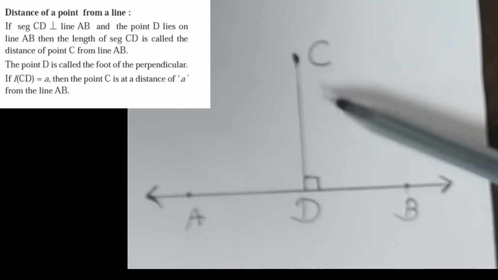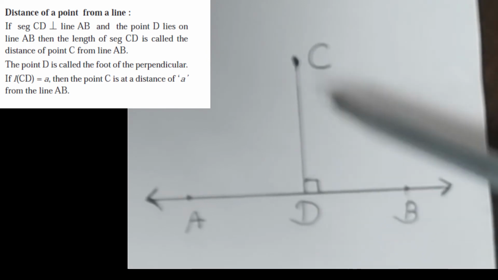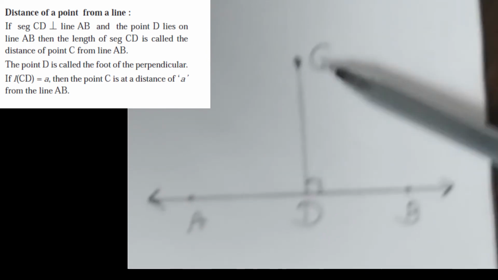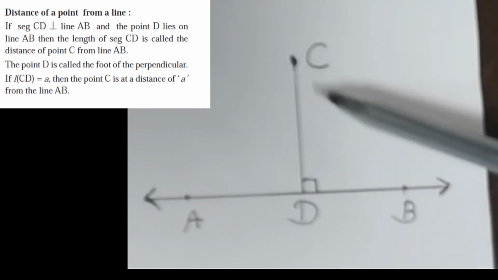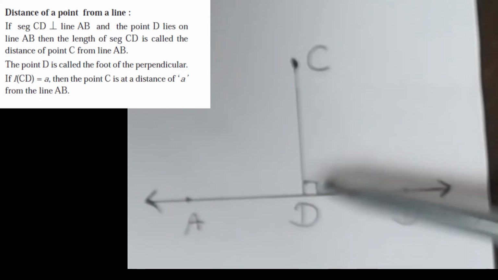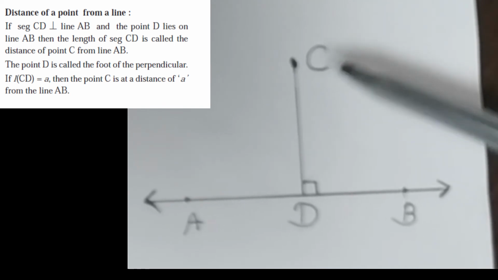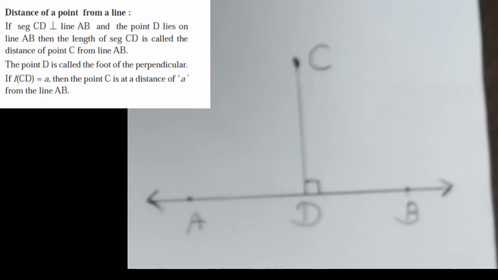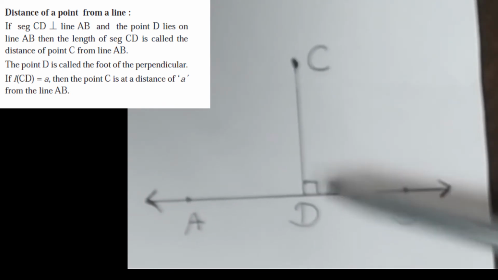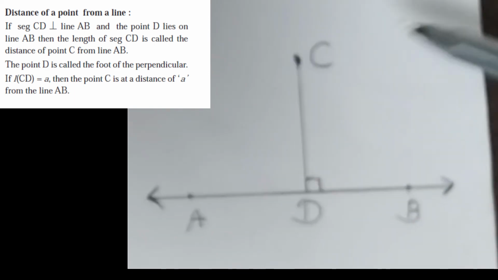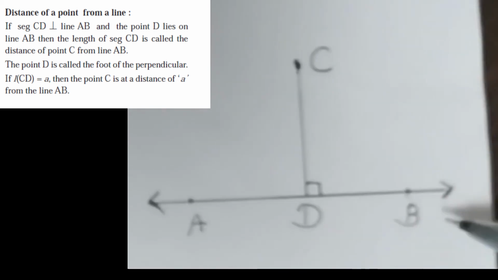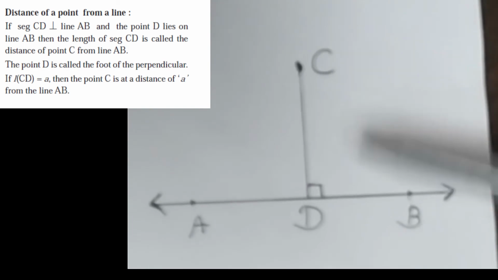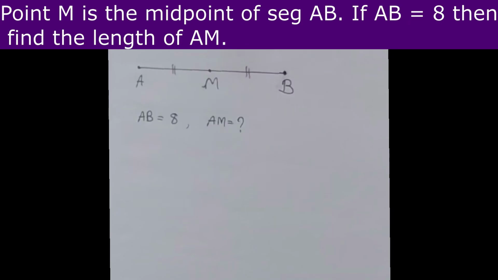Okay, the length of segment CD will be the distance between point C and line AB. Whatever length we get for this segment CD, that will be the distance between this point C and line AB. Suppose the length of segment CD is 5 centimeters, then this means the distance between point C and line AB is how much? 5 centimeters. Now we will solve a problem.